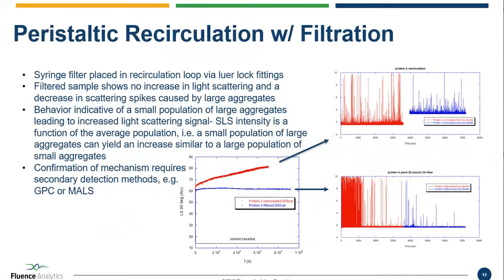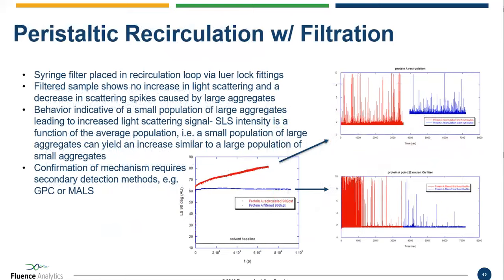And on these plots at the right, these are shown from the first hour of the sampling and then the last hour of the sampling. The top plot is the protein recirculation without a filter in place. And what we see is a large number of scattering spikes initially, an increase in the average baseline light scattering signal by the end of the experiment, and the spike counts have really not changed much. We're still seeing a lot of these large aggregates flowing through.